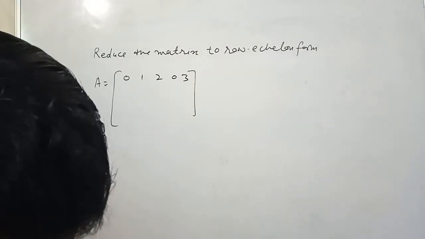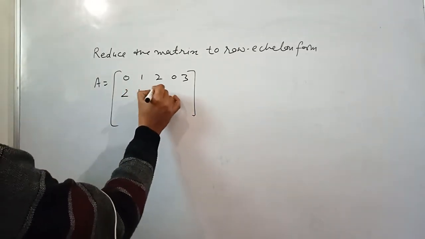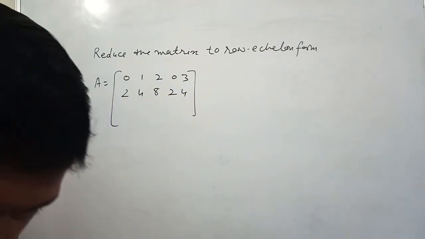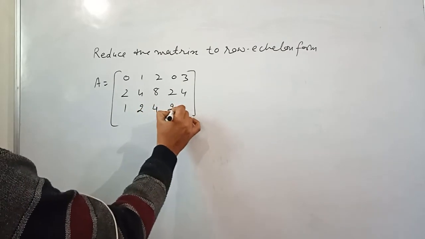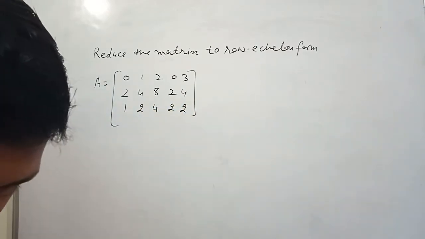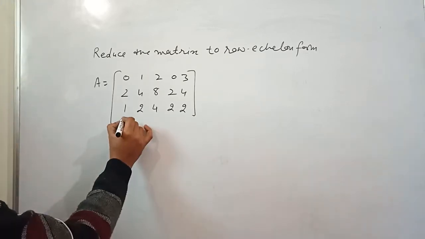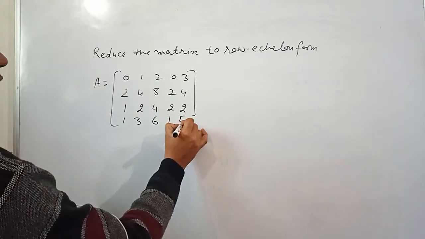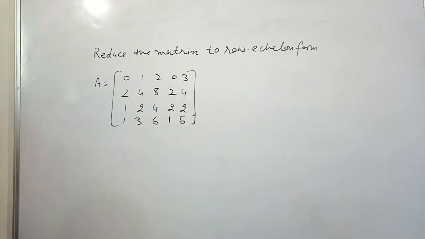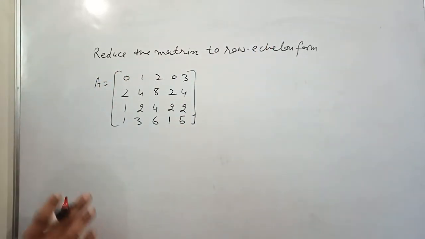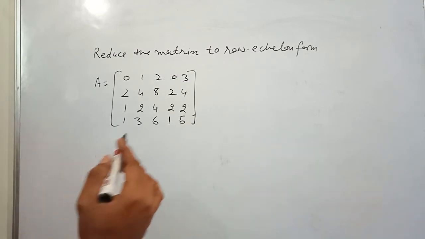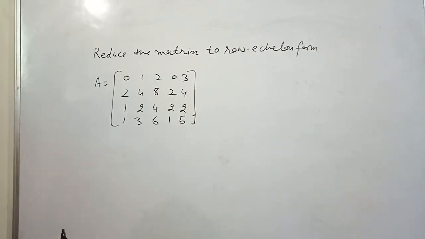Second row is 2 4 8 2 4. Third row is 1 2 4 2 2. And last is 1 3 6 1 5. So we will apply the row operations, row transformations, to reduce it to row echelon form. If we want to reduce any matrix to column echelon form, then we have to apply the column transformations or column operations.